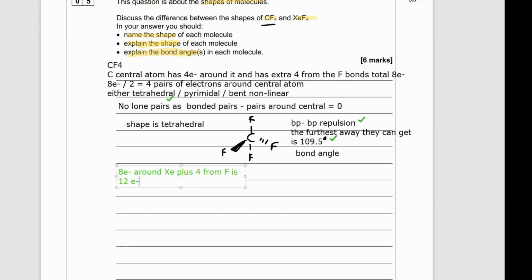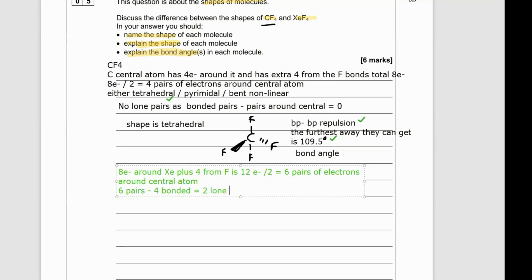Let's look at XeF4. So we've got xenon here as the central atom. There are 8 electrons around it, plus it's getting those 4 electrons donated from the fluorine atoms. So there's a total of 12 electrons. Divide that by 2 and we'll find we have 6 pairs of electrons around the central atom. Now we know that 4 of those 6 pairs are bonded pairs because we've got the F4, that tells you the number of bonded pairs. So 6 minus 4, there are 2 lone pairs.